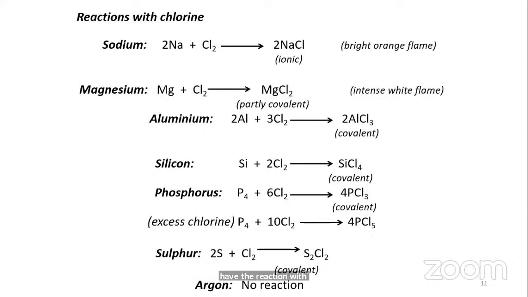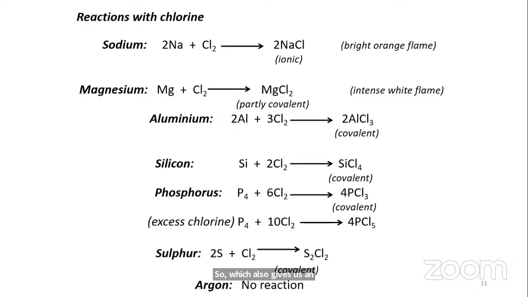oxygen. So we have magnesium oxide. Magnesium also reacts to give us magnesium chloride, which also bonds with... so it gives us magnesium chloride, which also gives us an intense flame.